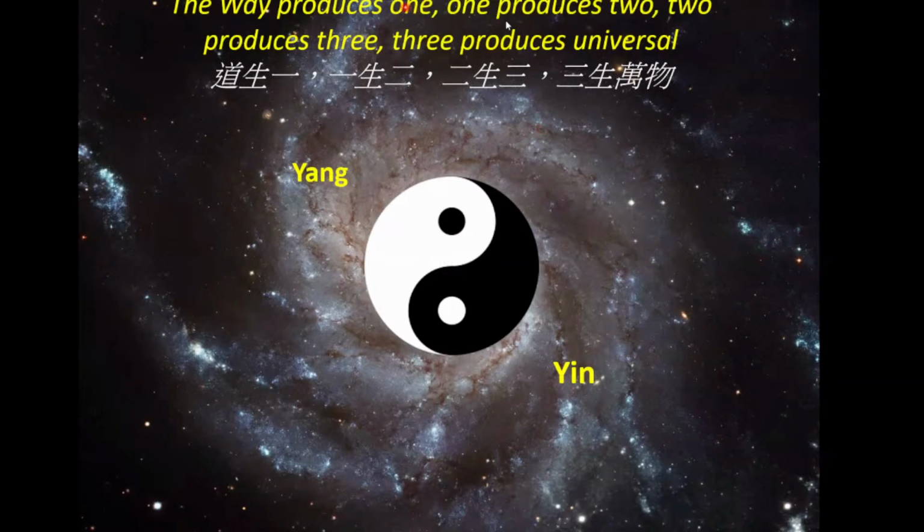This also indicates that the philosophy underneath the yin-yang symbol is important. The philosophy says one produces two, two produces three, and three produces the universe. So this is all about yin and yang balance that produces everything in the universe. The body is part of the universe and also contains yin and yang for balance.